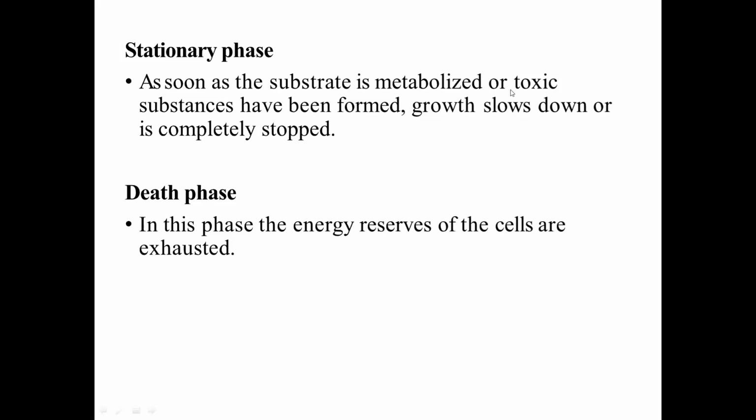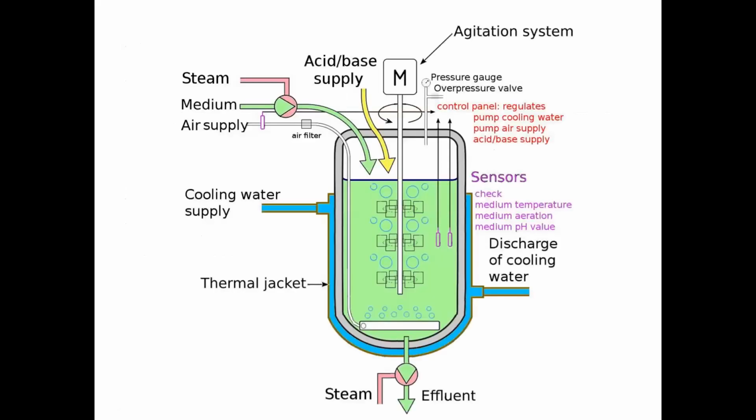As soon as the substrate is metabolized or toxic substances have been formed, growth slows down or it is sometimes completely stopped. Death phase. In this phase, the energy reserves of the cell are exhausted. अब उससे ज़्यादा वो जिंदा नहीं रह पाएंगे. तो ये चार phases हैं एक microbial growth के.